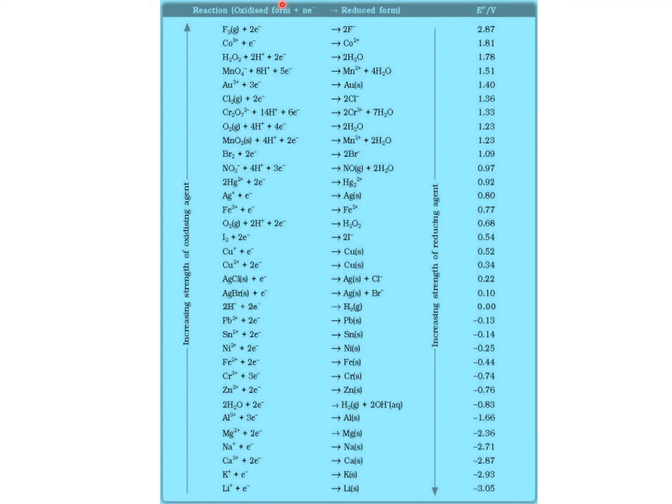This is the electrochemical series. The first thing to note is that these are all standard reduction potentials. Reduction is taking place everywhere here; the ions are accepting electrons. So it is a reduction reaction, and it is a standard reduction potential.